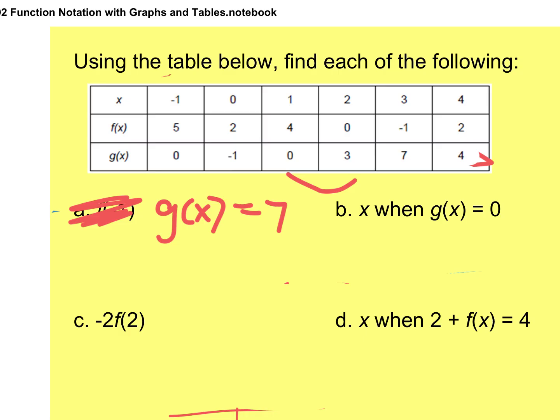So it's kind of like Jeopardy. I told you the answer and I want to know what the question should have been. G of what should have been 7? Now I know some of you are just going to naturally go, oh, that's easy, it's this. Other people are going to be lost right now. G of X is 7. So ask yourself, did I tell you the X? No, I didn't. So it's got to be done differently.